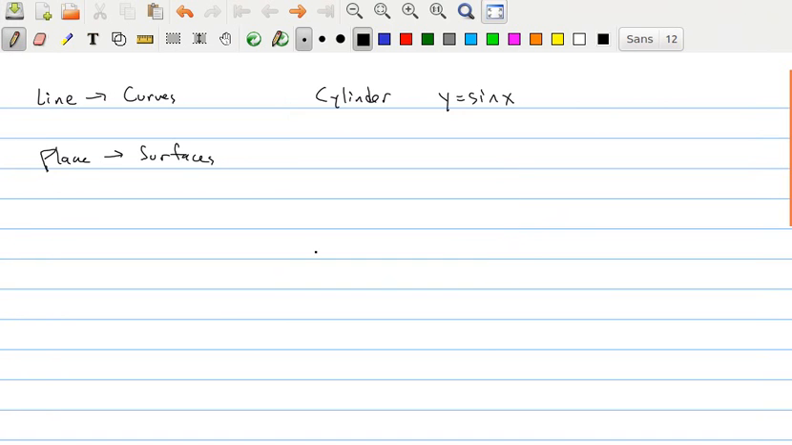So that's the concept of a cylinder. It's a function of two variables. The third variable is free. So it just gives us this cross section.